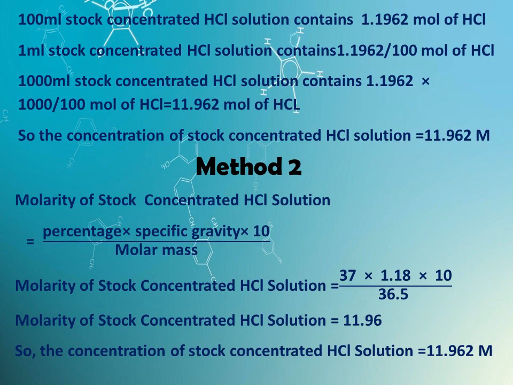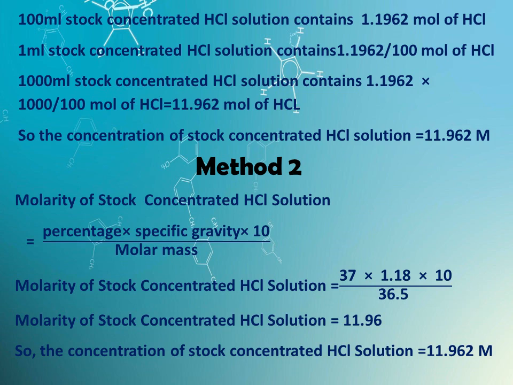If 100 ml stock concentrated HCl solution contains 1.1962 mole of HCl, so 1 ml stock concentrated HCl solution contains 1.1962 divided by 100. And the 1000 ml stock concentrated HCl solution contains 1.1962 multiplied by 1000 and divided by 100. So the concentration of a stock concentrated HCl solution is equals to 11.962 molar.